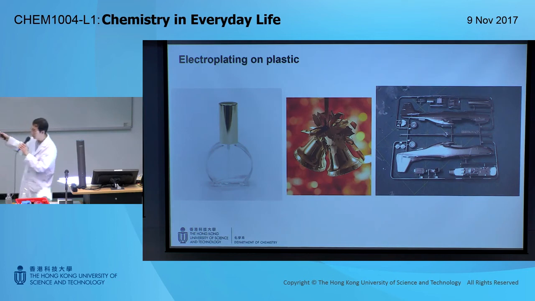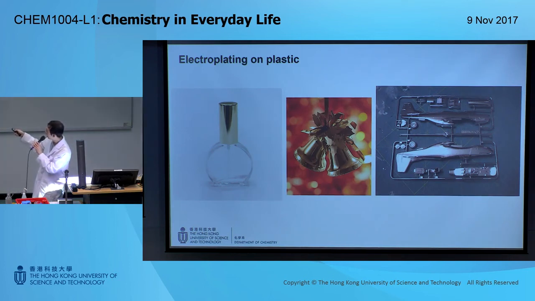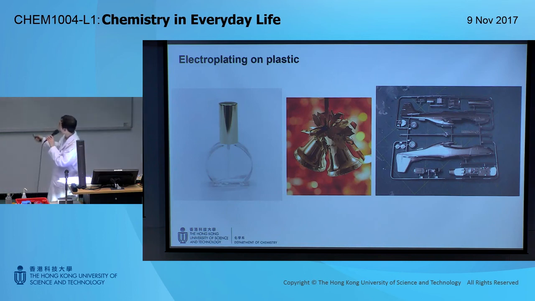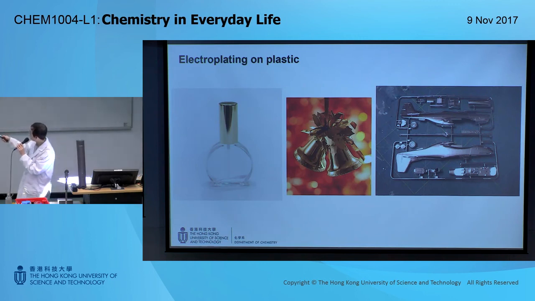Or now it's Christmas time soon, and you can go around town and see people selling Christmas decorations. Again, they look golden or silvery, but they are made of plastics. And for the guys, we have the different toys, building some kind of crafts, and these parts are also silvery, but again, they are plastics. So how could you achieve the shiny metal coating onto a piece of plastic?